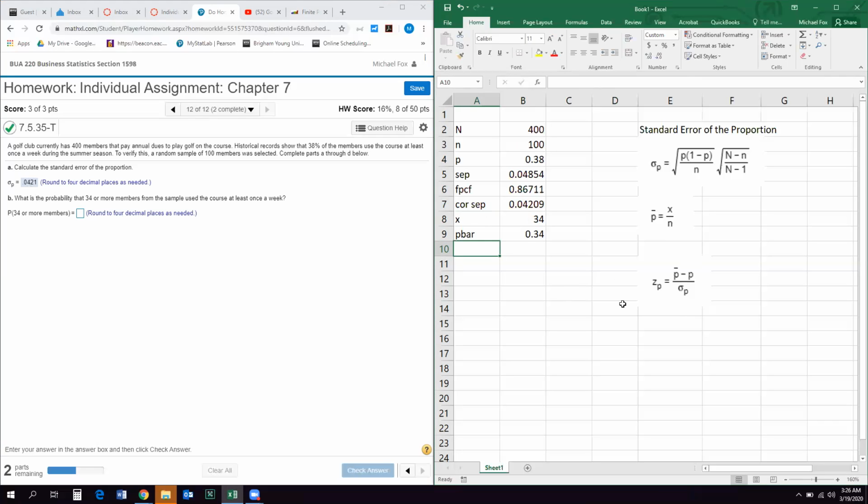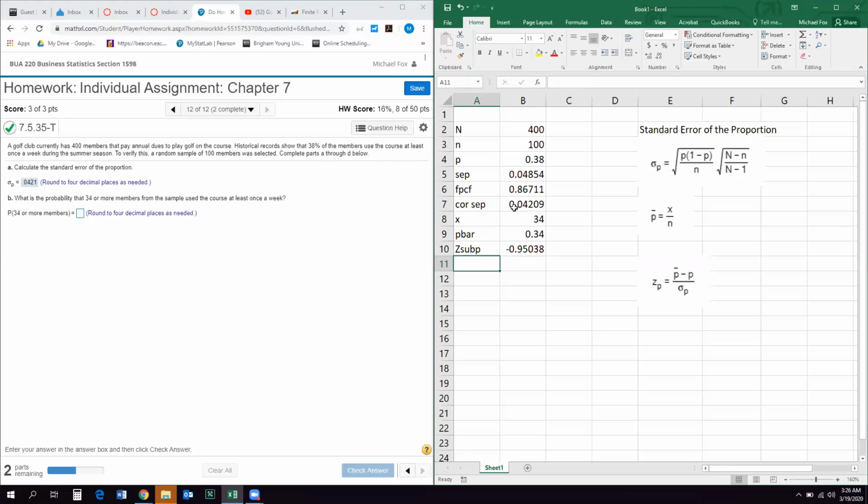Once we do that, we can find the z-score of that proportion. So I'm going to call this z sub p. That's this formula right here. So this is going to equal our P bar minus P divided by the standard error of the proportion, which means the corrected standard error of the proportion that we calculated earlier. So there's the z-score for that x value of 34.